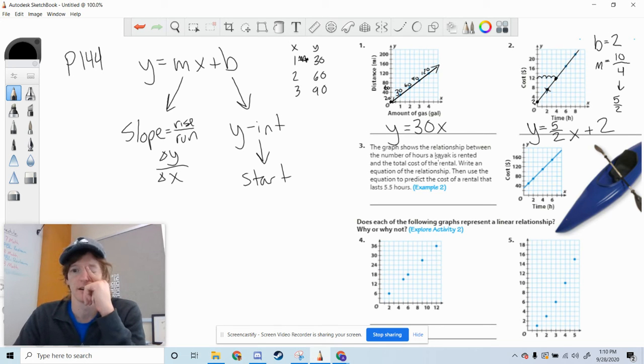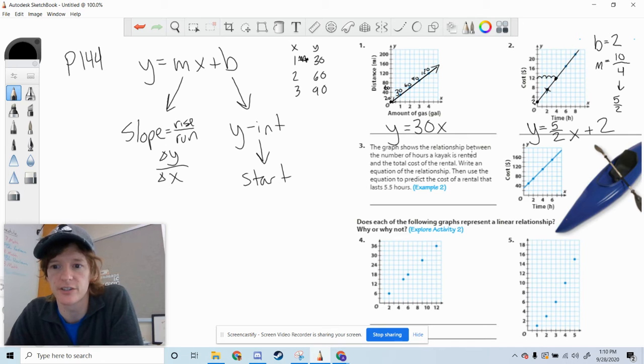Number 3, the graph shows the relationship between the number of hours a kayak is rented and the total cost of the rental. Write an equation of the relationship. Then use that equation to predict the cost of a rental that lasts 5.5 hours.